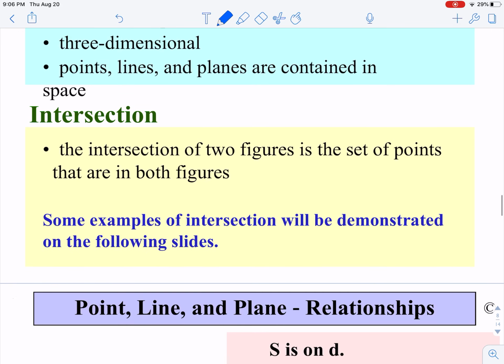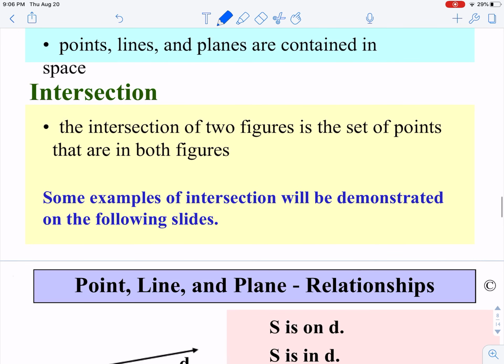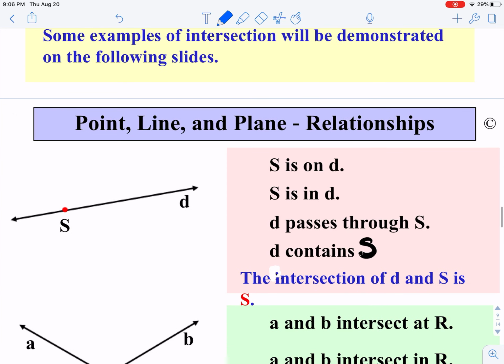Next, we have intersections. Intersections are where, it depends on what you're comparing. Are you comparing 2 lines? Are you comparing a line and a plane, or 2 planes? There are different places where they intersect, or cross over and meet. So we're going to go over this.